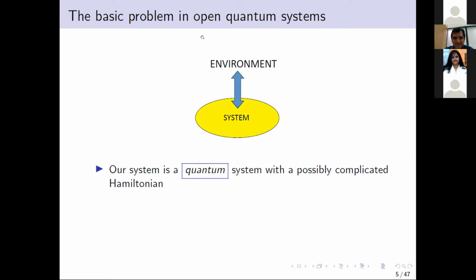Here's your basic problem in open quantum systems. You have a quantum system which is interacting with the environment. That's basically it. Of course, the actual system can be as complicated as you wish. It can be a very complicated spin chain. It can be a single qubit. It can be a bunch of harmonic oscillators. It can be a single harmonic oscillator.